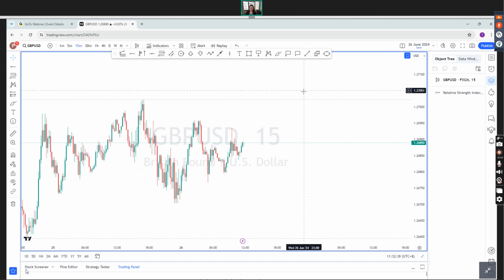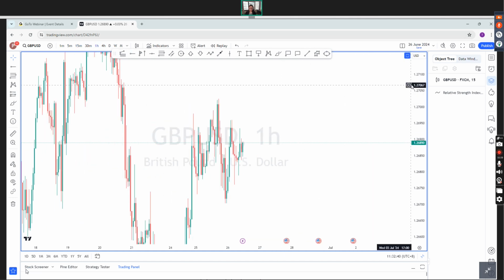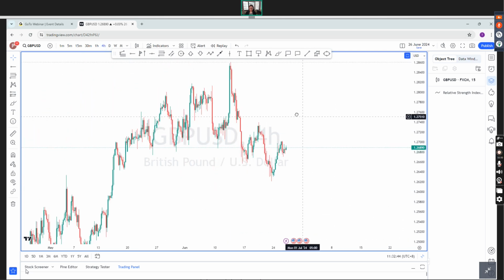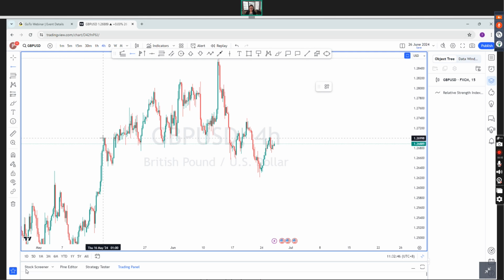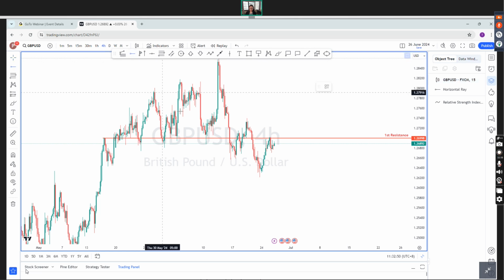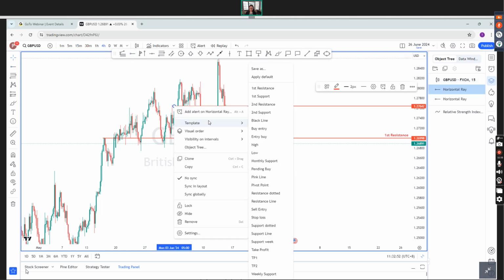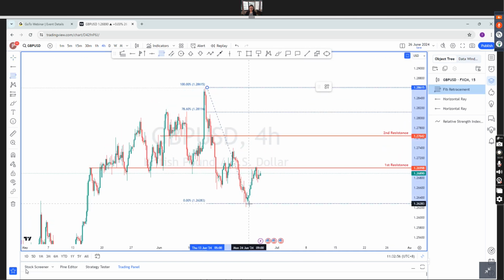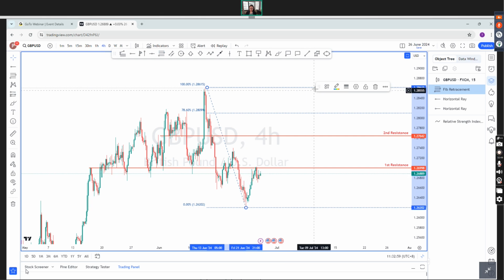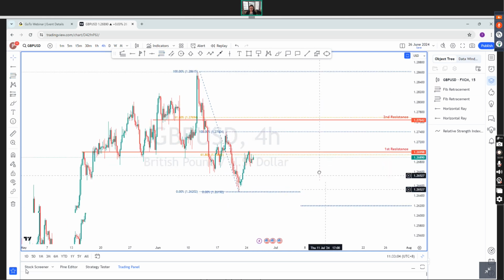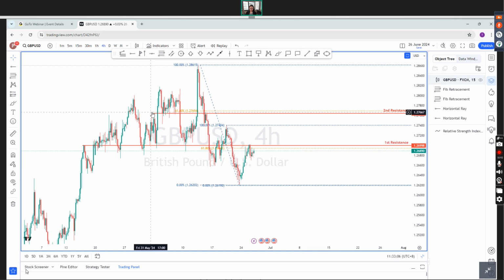Okay, do you have any question? But then for scalping, for GBP, the level is still the same. Let me identify again. That would be 1.268 in the H4 time frame. Okay, this is the level.